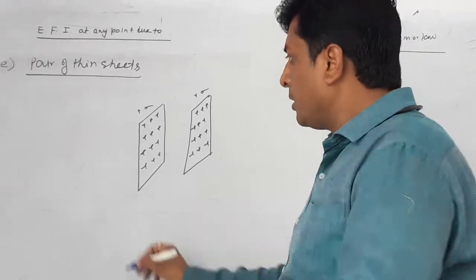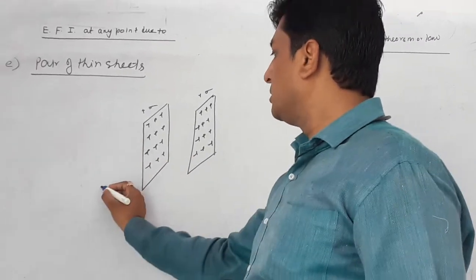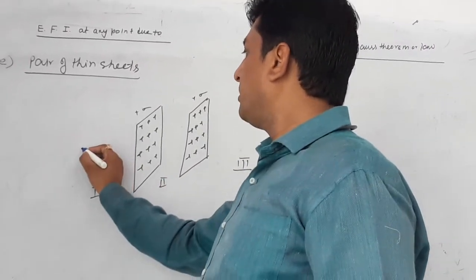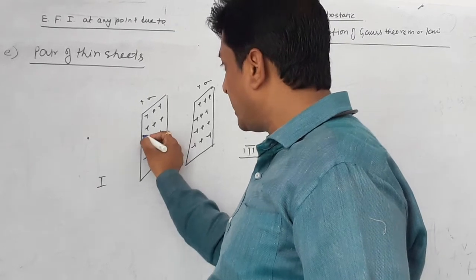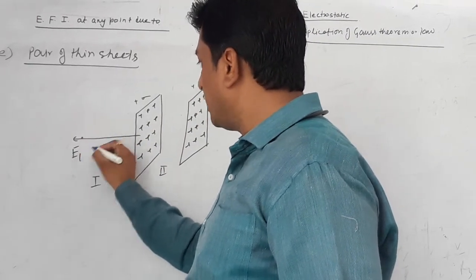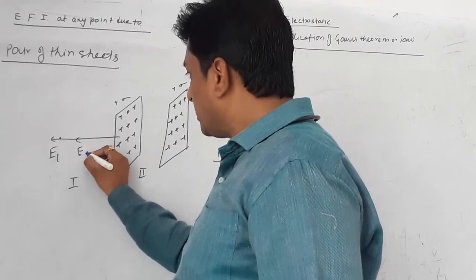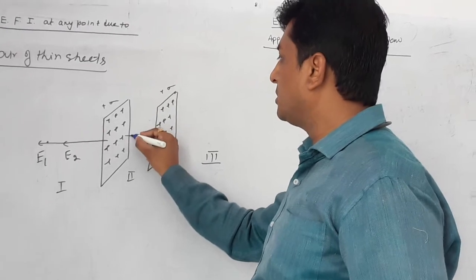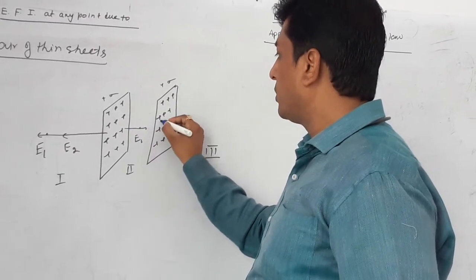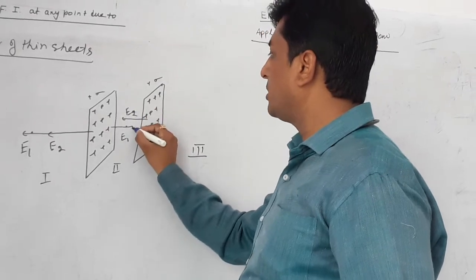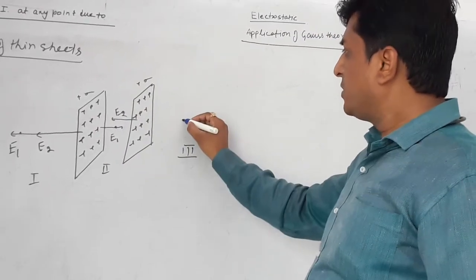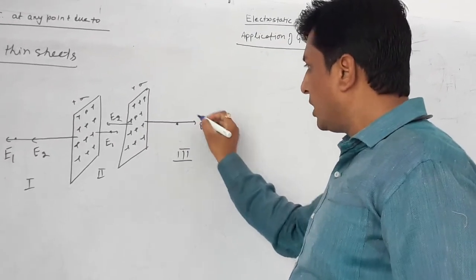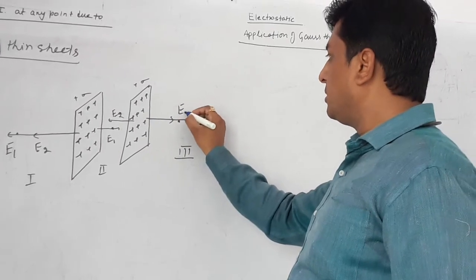Okay. Now here you are getting three regions. This is region first, this is in between the plates, and this is region third. If you keep a test charge here, then its intensity direction for this test charge will be this side, E1, and for this sheet also this side, that is E2. If you put the test charge somewhere in between, then for this sheet the intensity direction will be this, and for the other sheet it will be this. If the test charge is present in region third, for this sheet the intensity direction will be this, and for the other sheet also the intensity direction will be here.